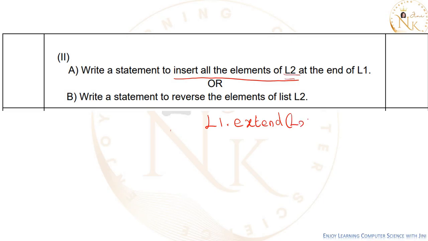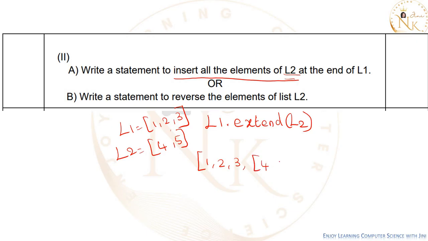L2. Okay. So if suppose I am having a list, L1 is equal to 1, 2, 3. L2 is equal to 4, 5. So if I use append, L1 dot append of L2, your answer will be 1, 2, 3, and the entire list will be added as a single element. But we want to insert all the elements of L2. So extend will add like this: 1, 2, 3, 4, 5. So extend is the correct answer.